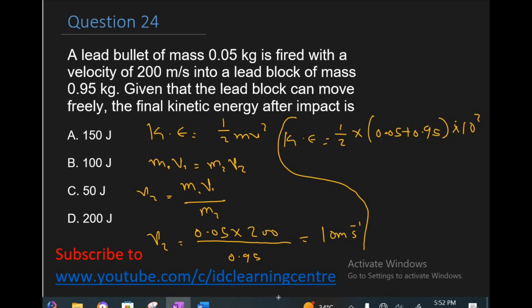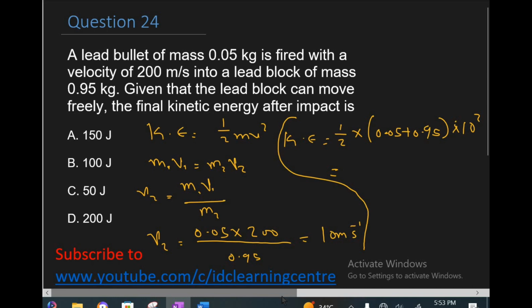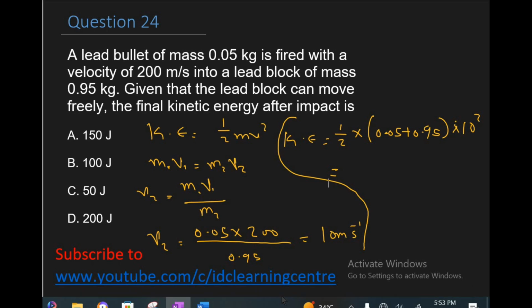That's our v now. So when you multiply this all through, when you add 0.05 plus 0.95 it's going to give you 1. So 1 times 1 is still 1. Then the square of 10 is going to give you 100. When you divide 100 by 2, you're going to have your final answer as 50. Remember, energy is measured in joules, so this is our correct answer, 50 joules. So option C is the correct option in this question.